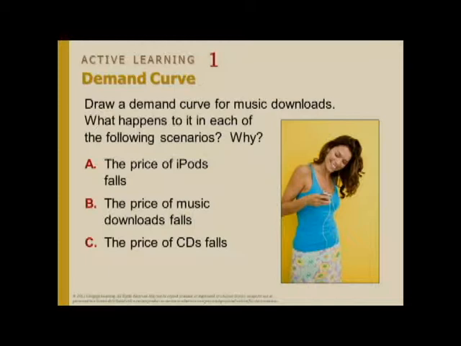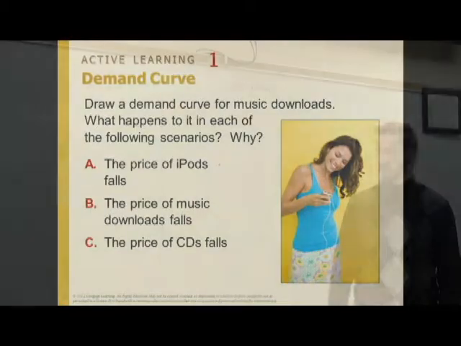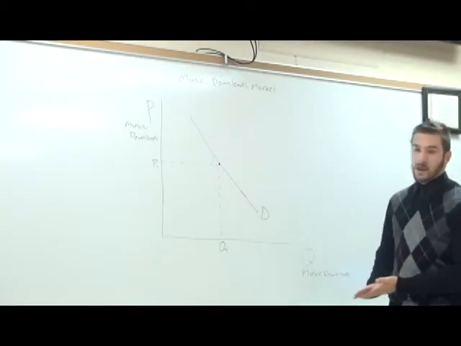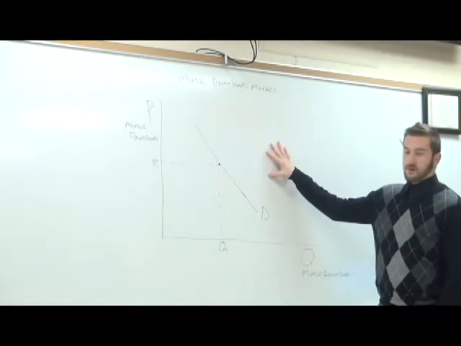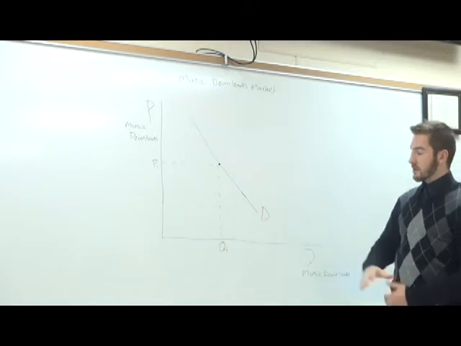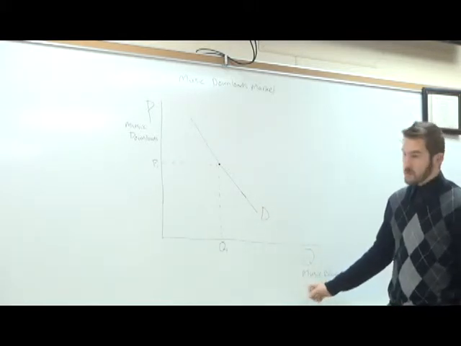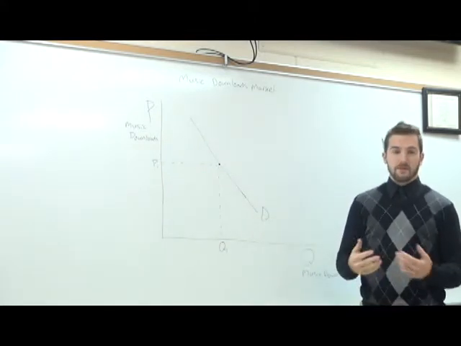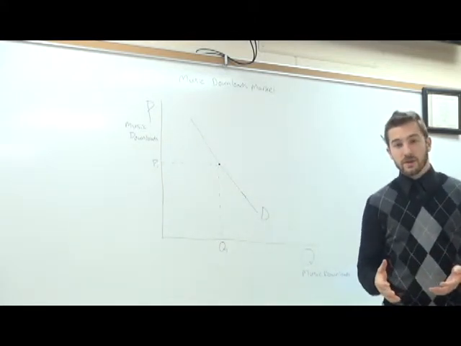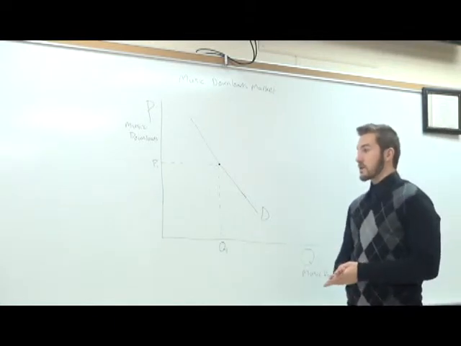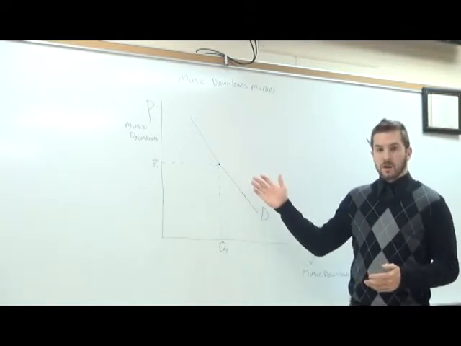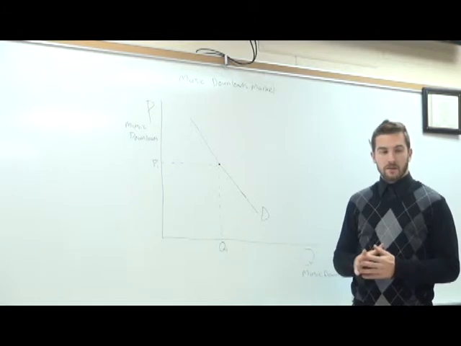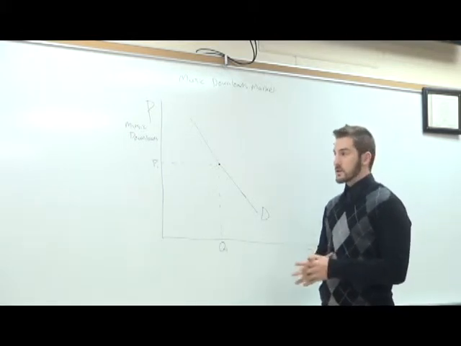So for our first example, we're going to look at the price of iPods falling in regards to the music downloads market. Alright, so in front of us here, class, we have the market for music downloads. And I've drawn the demand curve for this. We have the quantity of music downloads, and we have the price of music downloads. Now, I'm going to give you a certain number of situations here, and we're going to try to figure out if the demand curve shifts or if it's a movement along the demand curve, depending on the situation.